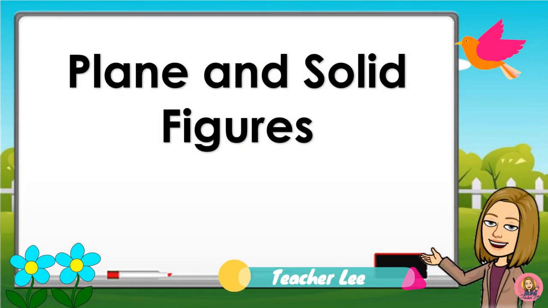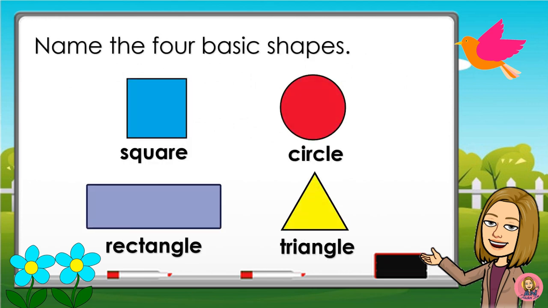Clothing and solid figures. Name the four basic shapes. Square, circle, rectangle, and triangle.